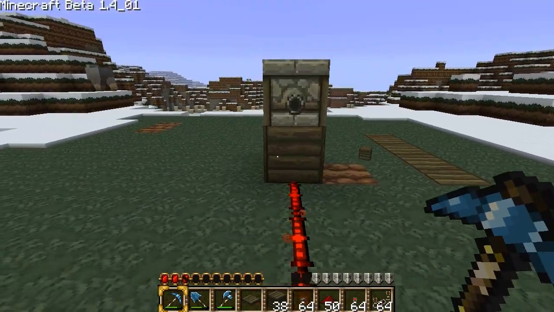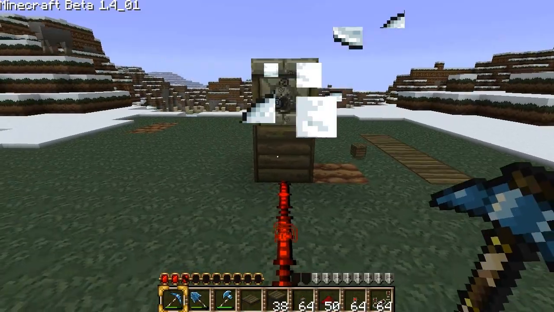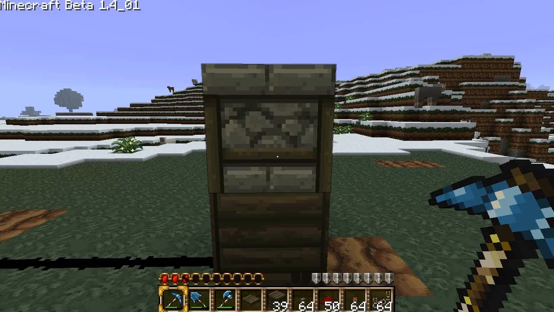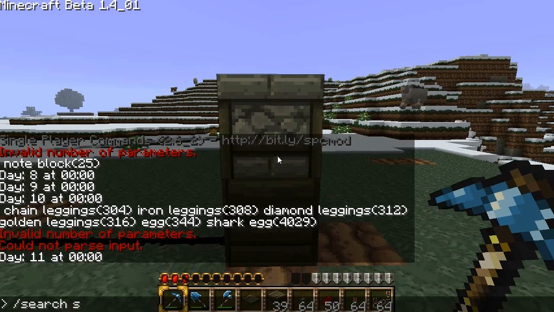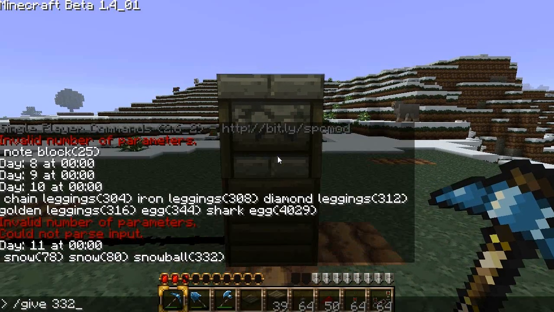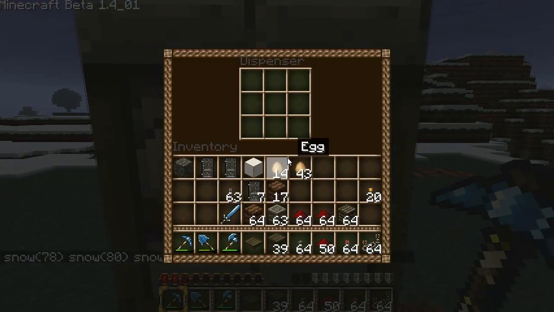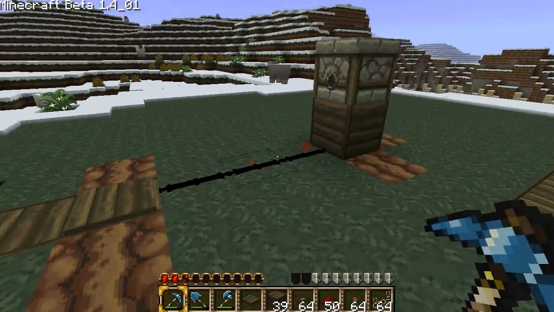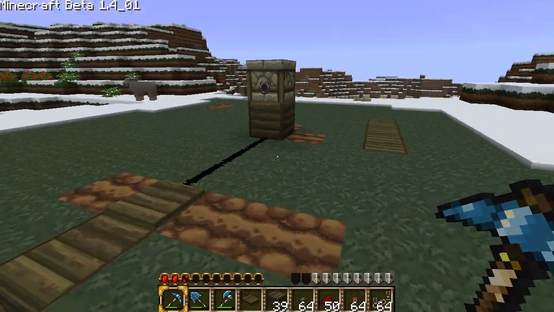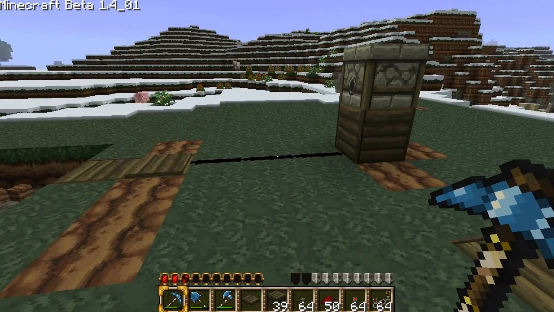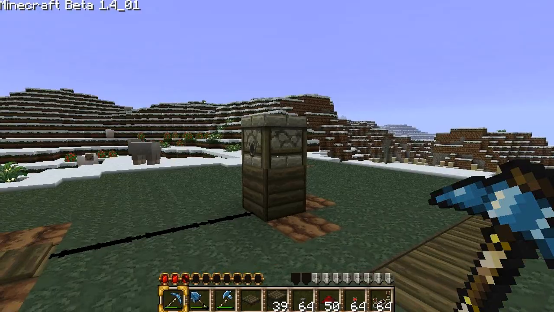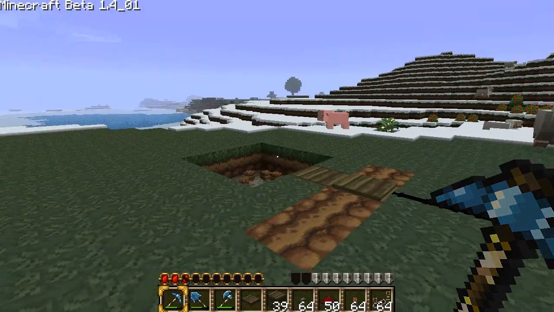Why did that push me? Okay, it's not pushing me. That's annoying. Let's try it with snowballs. Essentially, what this should do... Okay, it's not shooting me in there. But essentially what it does, if it worked properly, the egg or snowball will hit you and it will knock you into there.